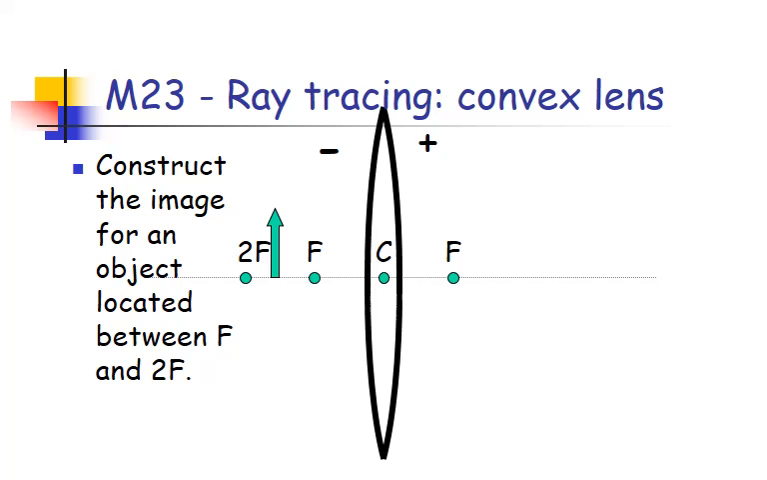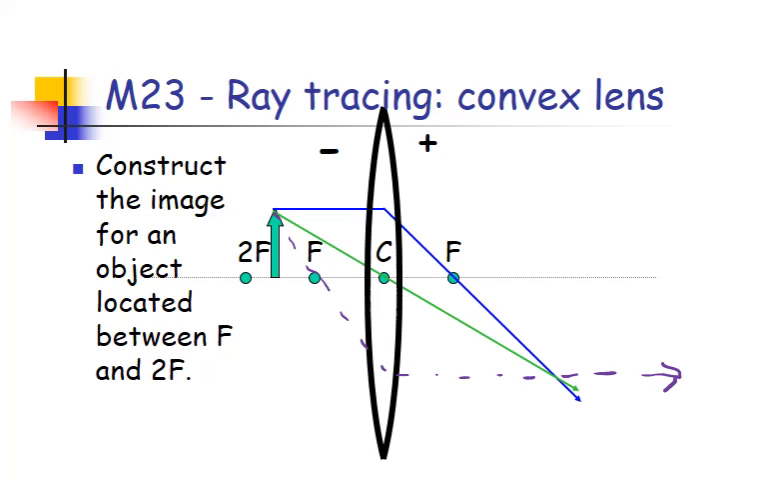All right, so for this one, parallel ray, then through the focus, and then we've got our center ray, and then we could do the focal ray as well, come down and then come straight out across, and our object shows up here. So let's go ahead and name our image. We know it's real, it's on the positive side, it's inverted, and it is enlarged.